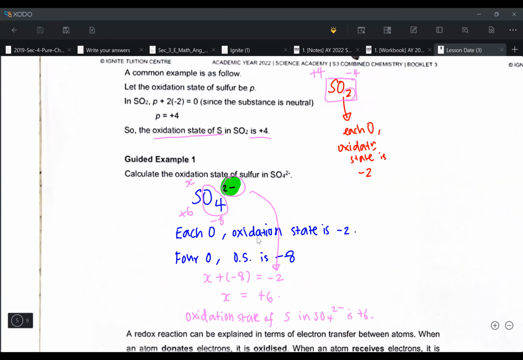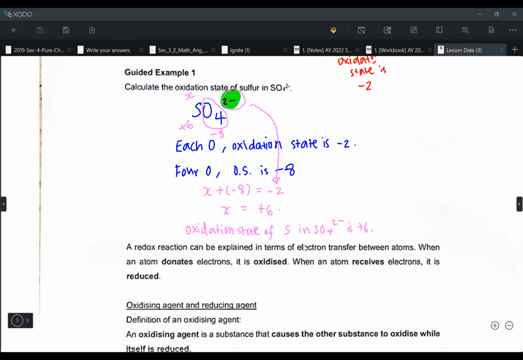Okay, later we'll do more on oxidation state. So if you still a bit don't get it, it's fine. We will do it more later.